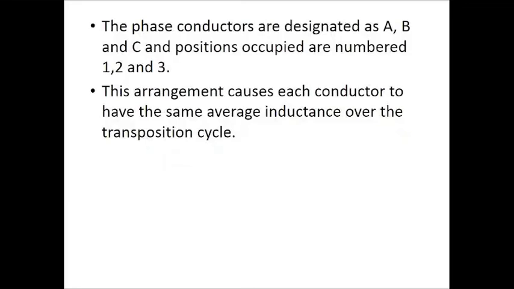The phase conductors are designated as A, B, and C, and the positions occupied are numbered 1, 2, 3. This arrangement causes each conductor to have the same average inductance over the transposition cycle.